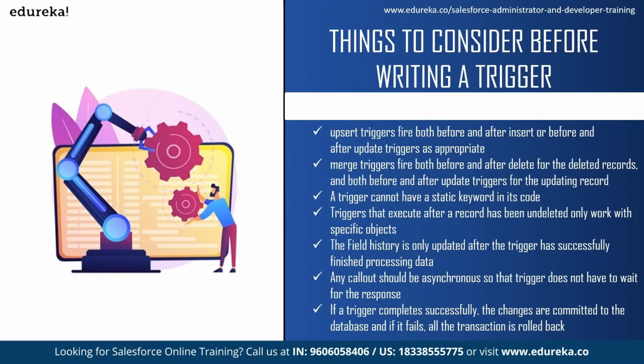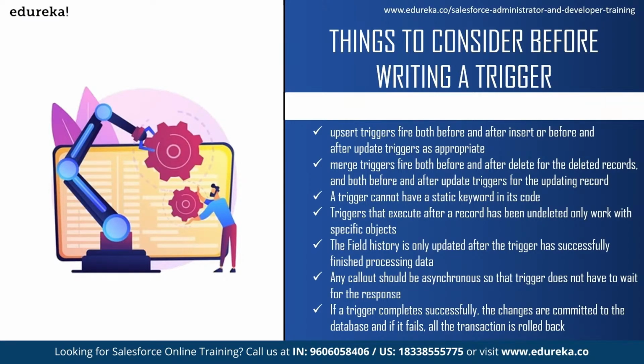The third thing you need to consider before writing a trigger is a trigger cannot have a static keyword in its code. Next, triggers that execute after a record has been undeleted only works for specific objects and not for all the objects. The next thing you need to keep in mind is the field history is only updated after the trigger has successfully finished processing the data.